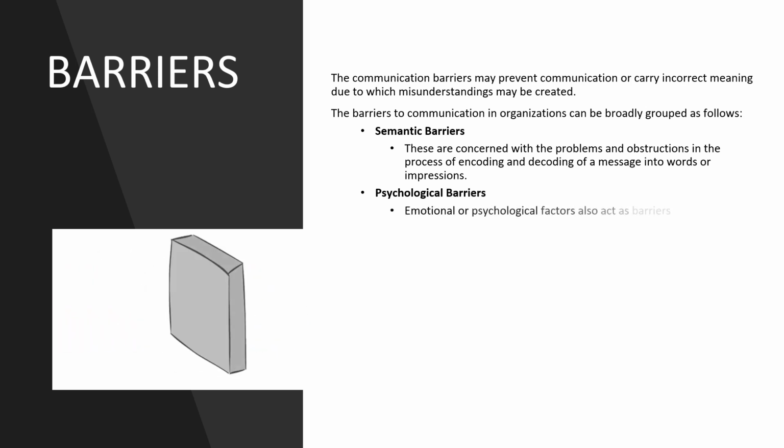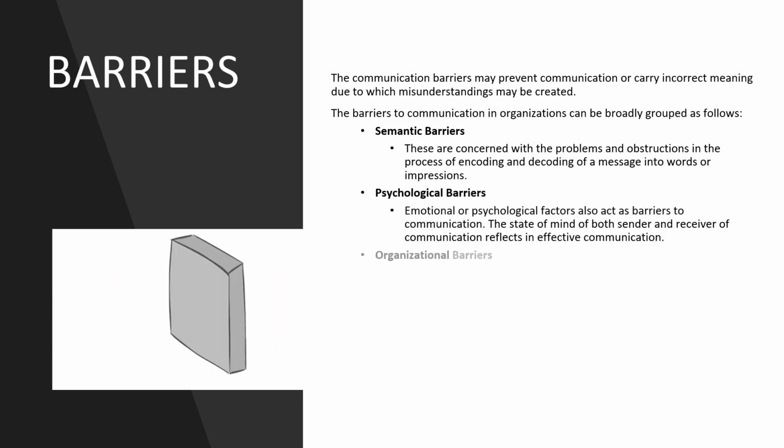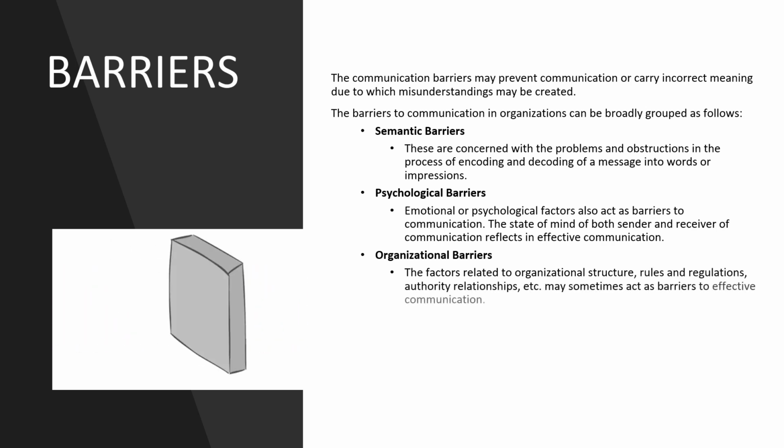Emotional or psychological factors also act as barriers to communication. The next one is organizational barriers. The factors related to organizational structure, rules and regulations, authority relationships, etc. are included in this. The next one is personal barriers. The personal factors of both sender and receiver may act as a barrier to effective communication.